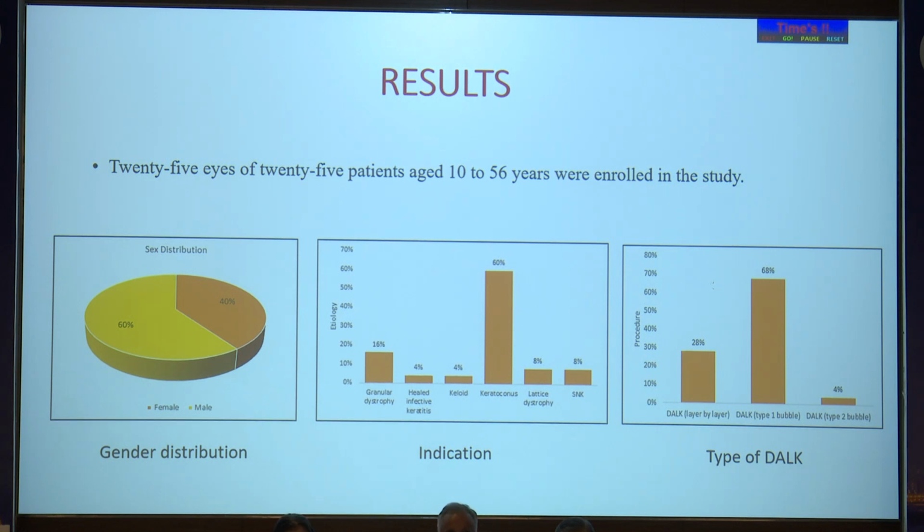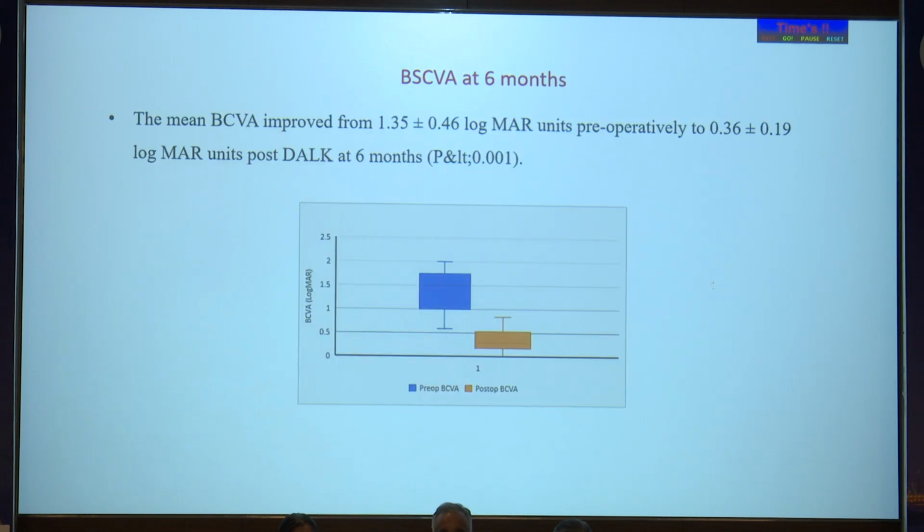60% of the patients were females and 40% males. The most common indication was keratoconus, whereas other indications for surgery were granular dystrophy, healed infective keratitis, keloid, lattice dystrophy, etc. In 68% of the patients, type 1 bubble formed, whereas in the remaining patients, layer by layer dissection was done, and in only one patient, type 2 bubble formed. The mean BCVA improved from 1.35 logMAR units to 0.36 logMAR units at 6 months, which was significant with a p-value of less than 0.001.